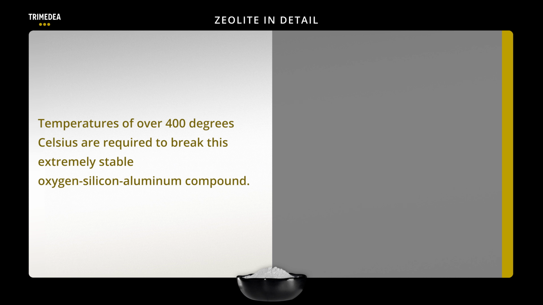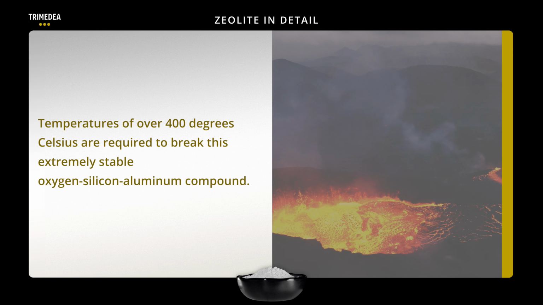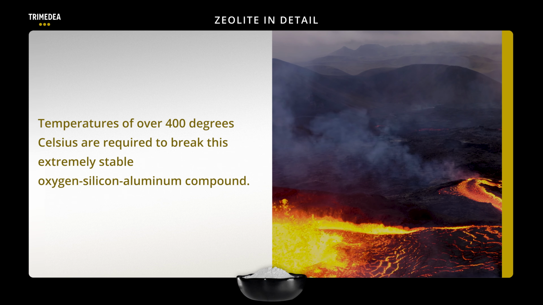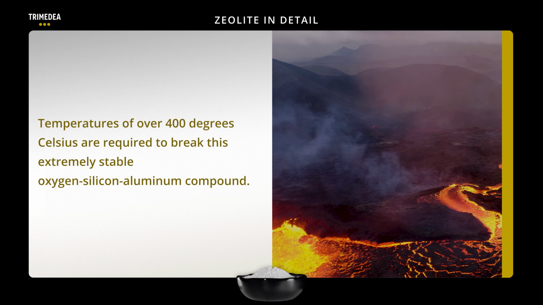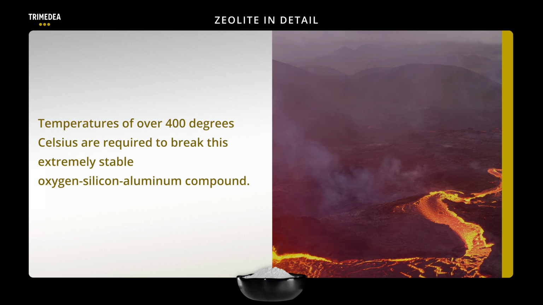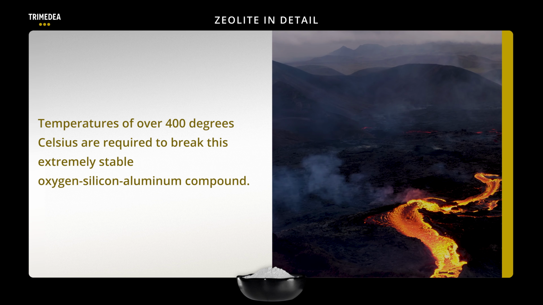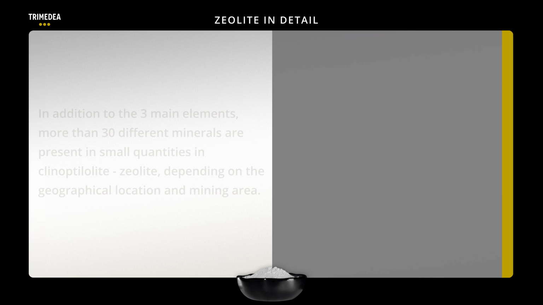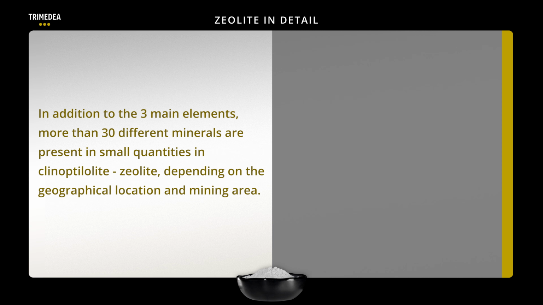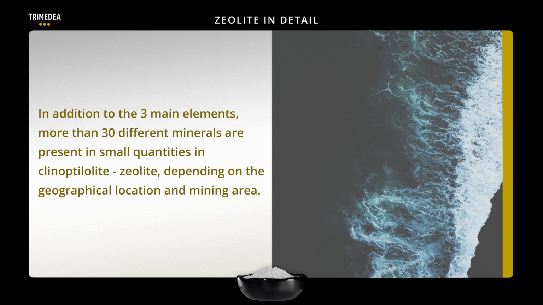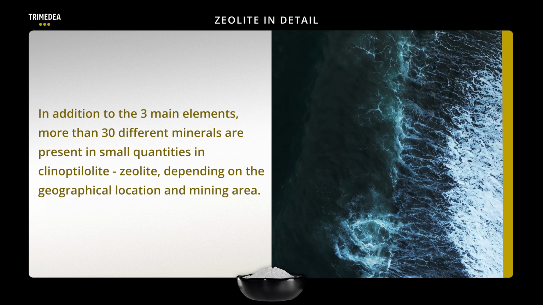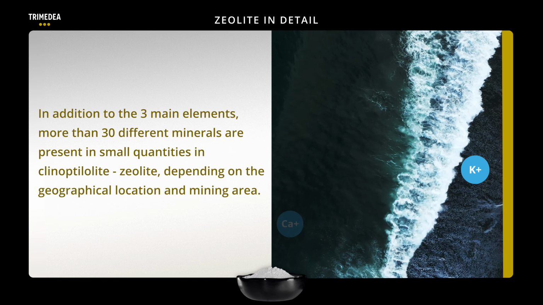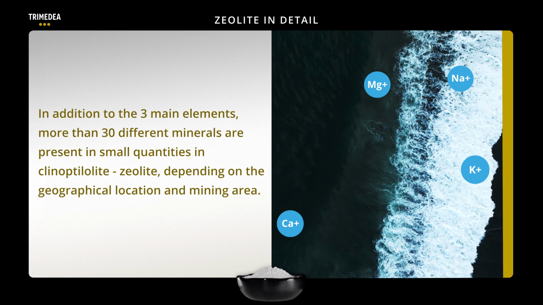Temperatures of over 400 degrees Celsius are needed to break this extremely stable oxygen-silicon-aluminum bond. In addition to the 3 main elements, more than 30 different minerals can be found in small quantities in clinoptilolite zeolite, depending on the geographical location and mining area.